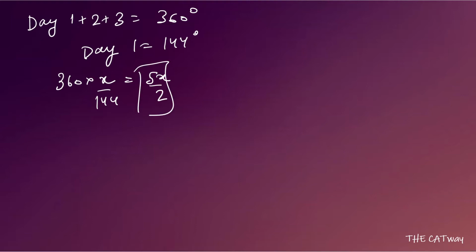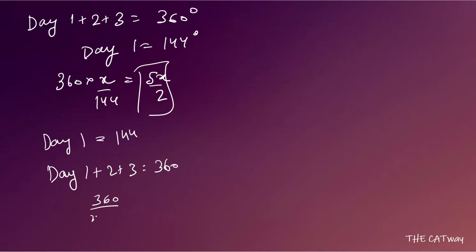Again, if you have not understood it in this way, take it as absolute value, that is on day 1 the number of cars sold is 144. On day 1 plus 2 plus 3, the total number of cars sold are 360. Now you have to represent the total number of cars sold on the first 3 days in terms of the number of cars sold on day 1. So you will do 360 divided by 144. You will get it as 2.5. That is 2.5 times of day 1.